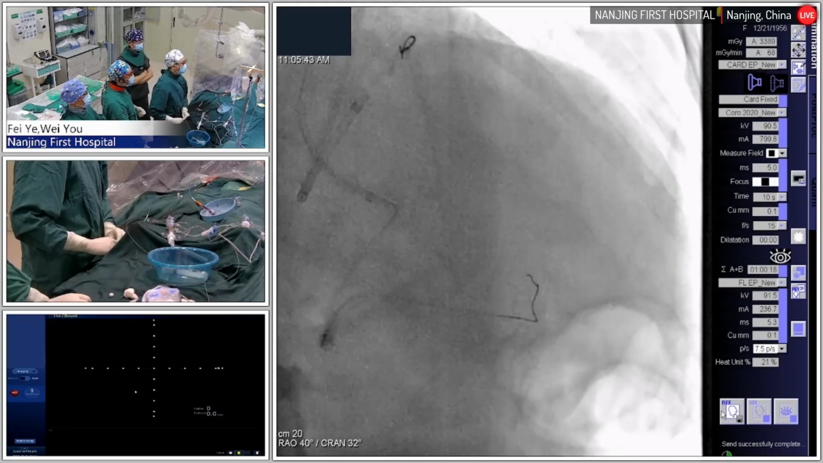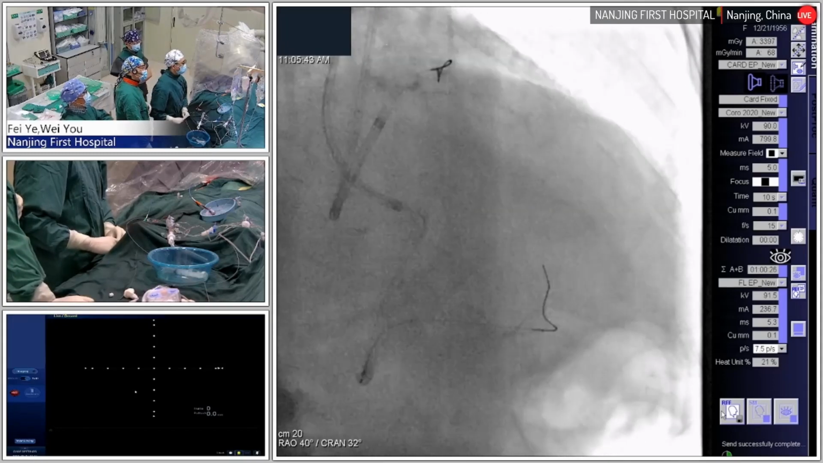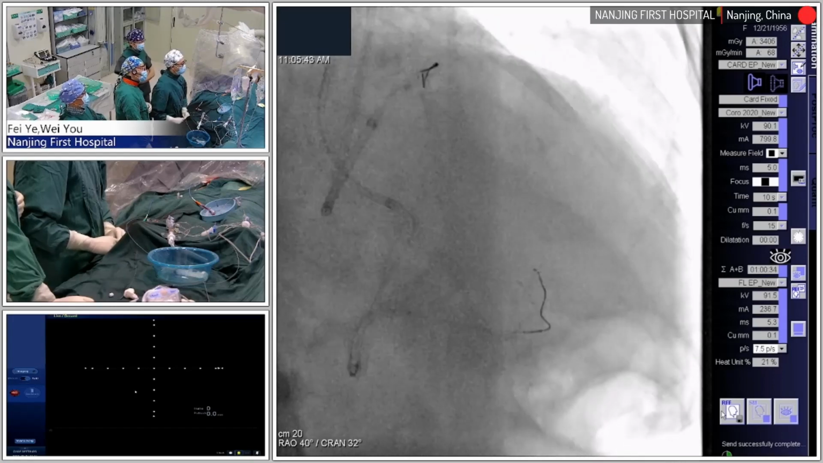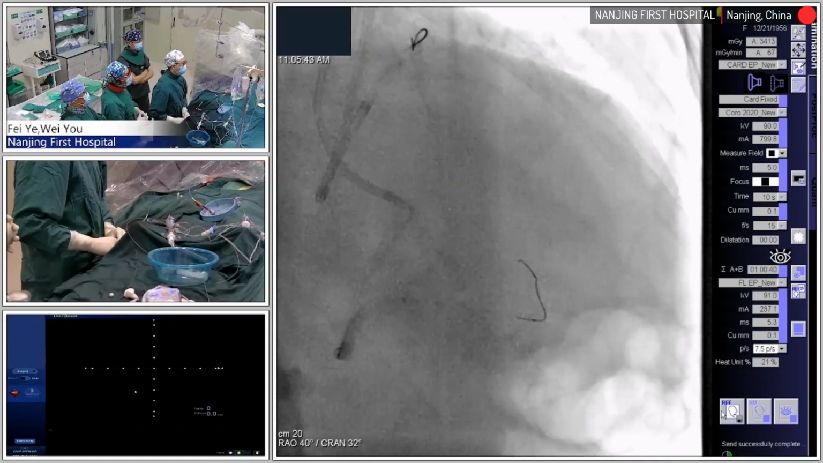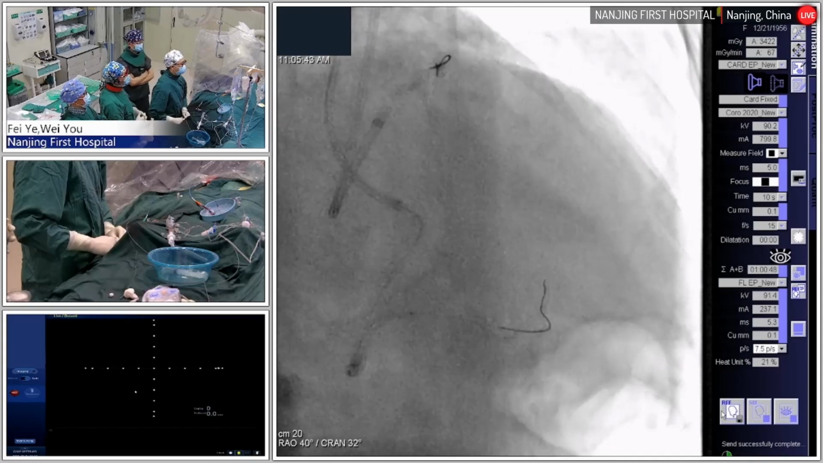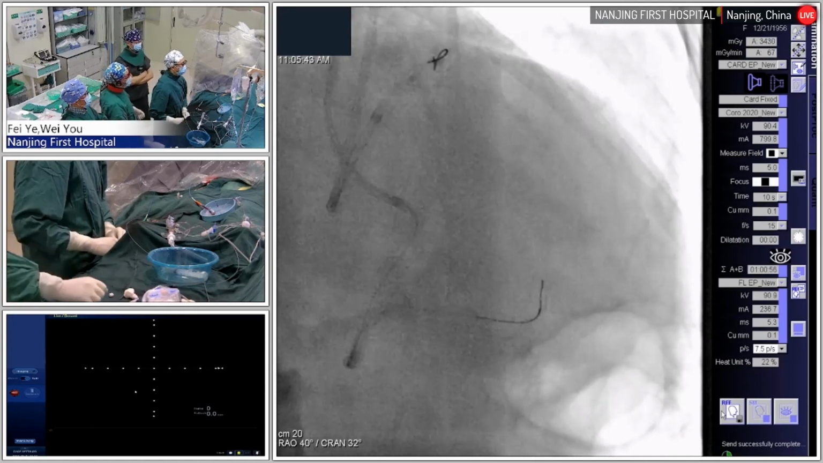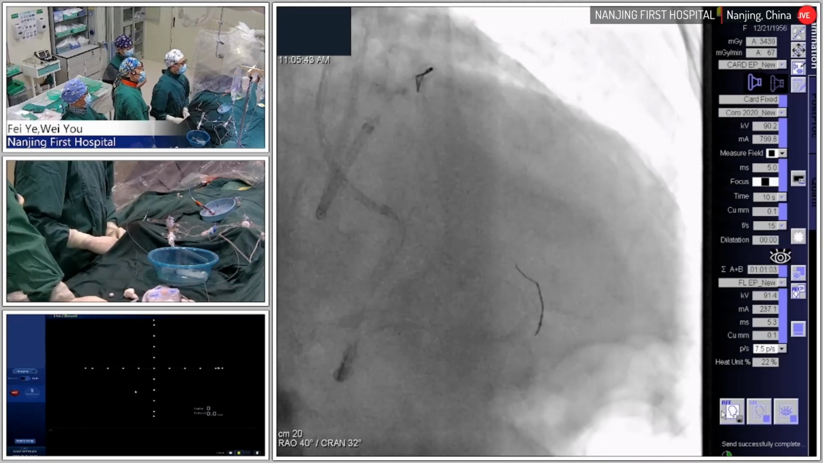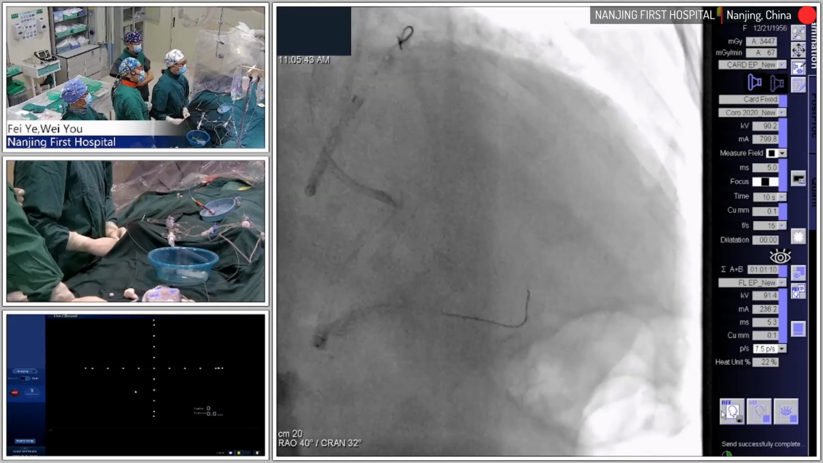Yes, I can find. Very tortuous here. Very tortuous, just because the distal septal was very small. Maybe to the chamber. The ventricle chamber. Maybe in the ventricle chamber. You can find another one. Yes, another one.